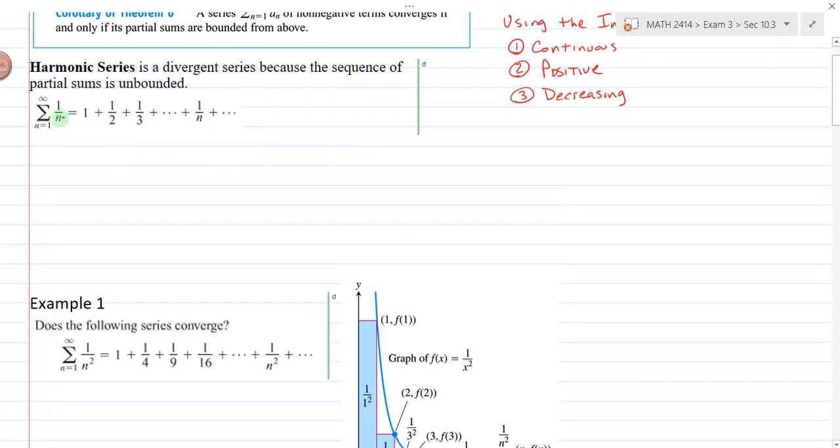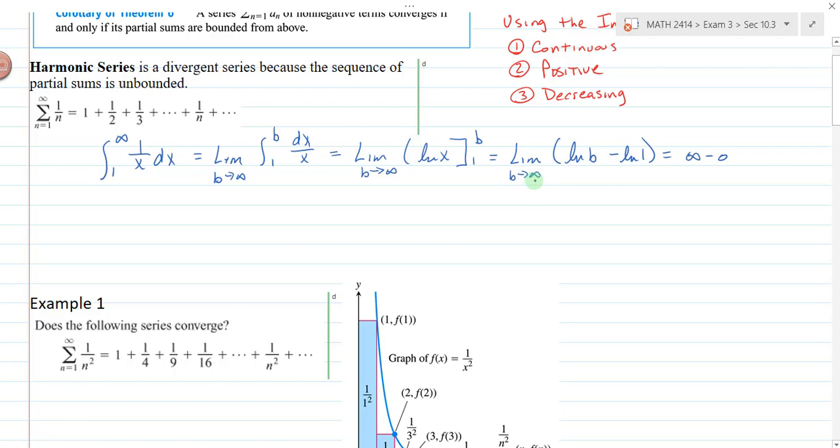If I rewrite the terms of this series as an integral, I would be looking at the integral from 1 to infinity of 1 over x dx. And I could rewrite that integral as a bounded integral from 1 to b. It's the limit as b approaches infinity of the integral from 1 to b of dx over x. And when I integrate dx over x, I'm going to get natural log of x. So this is going to be equal to the limit as b approaches infinity of the natural log of x evaluated from 1 to b.